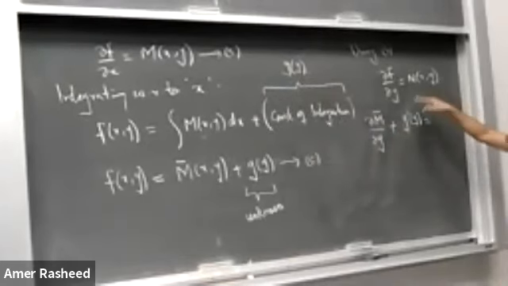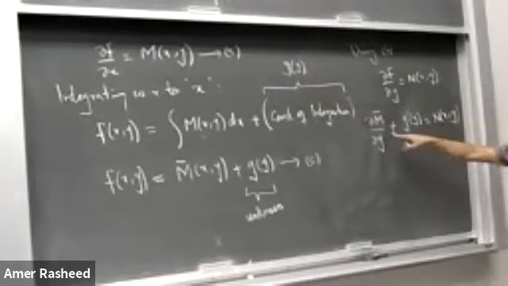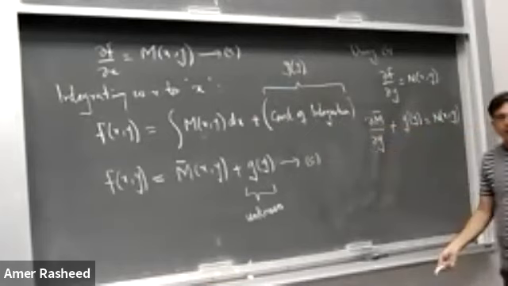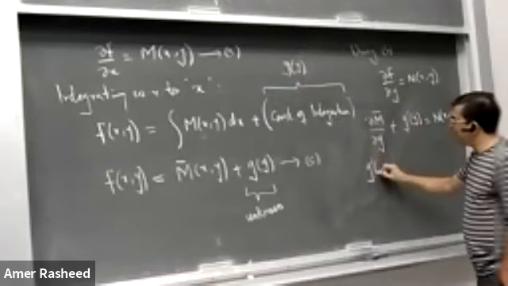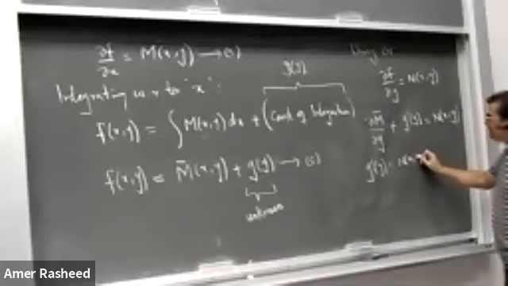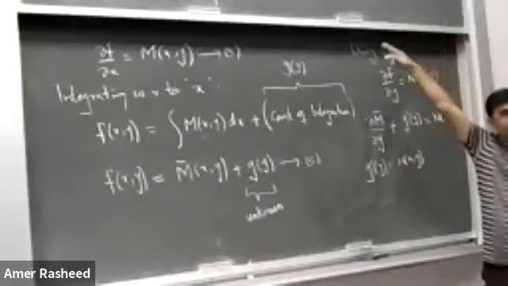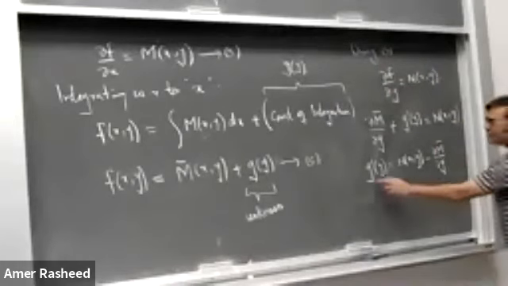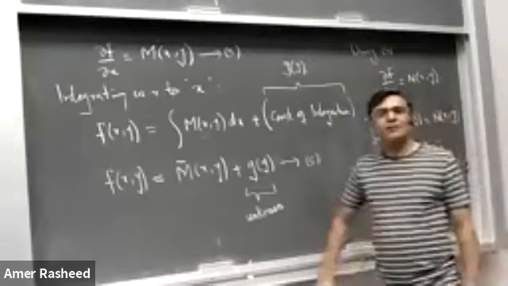And this is equal to what? This is equal to n of xy. Now, n of xy is known. Partial m bar over partial y is known. From here, we can find g dash of y, which is equal to n of xy, which is known from the given equation, minus partial m bar over partial y. This is your g dash of y.